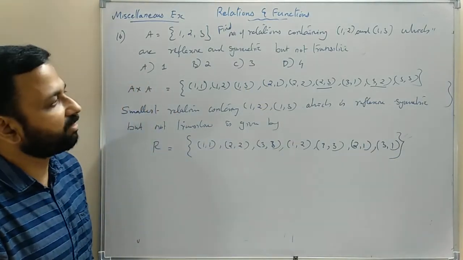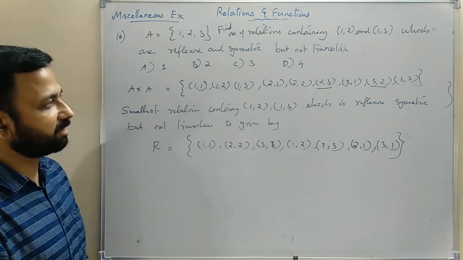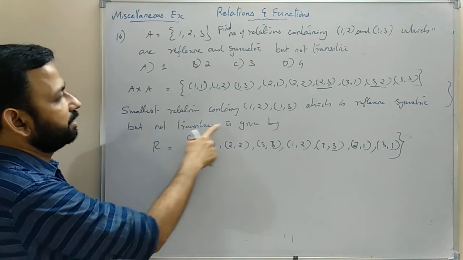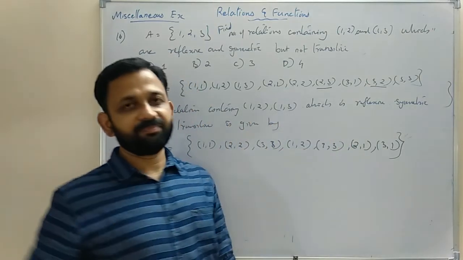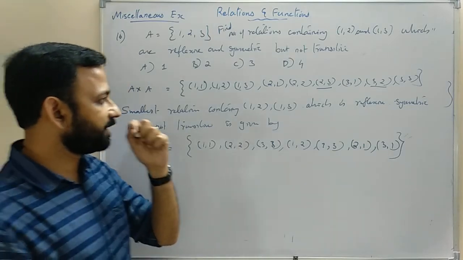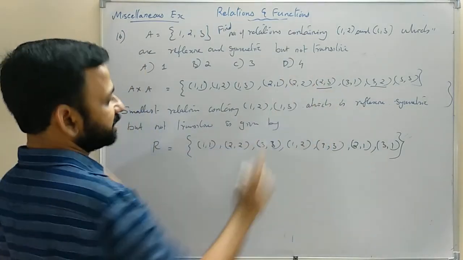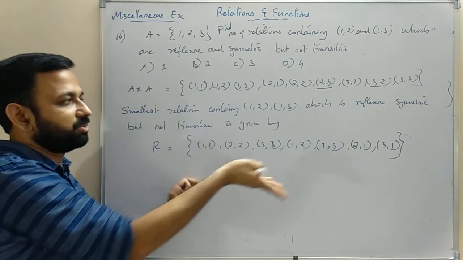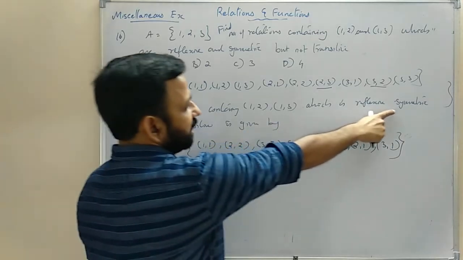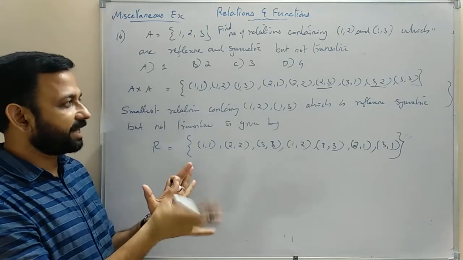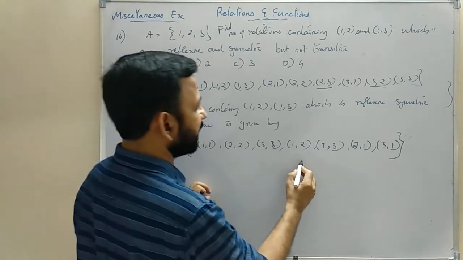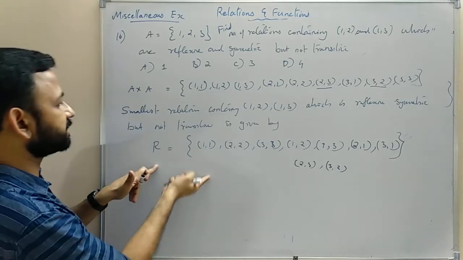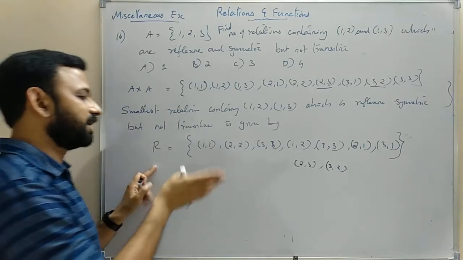So suppose we are adding the ordered pair (2, 3) here, then we have to add (3, 2) for symmetry. When we add the ordered pair (2, 3), then we must add (3, 2). And similarly, if we add the ordered pair (3, 2), then we must add (2, 3) for making it symmetric. And if we add the ordered pairs (2, 3) and (3, 2), then this relation becomes transitive.